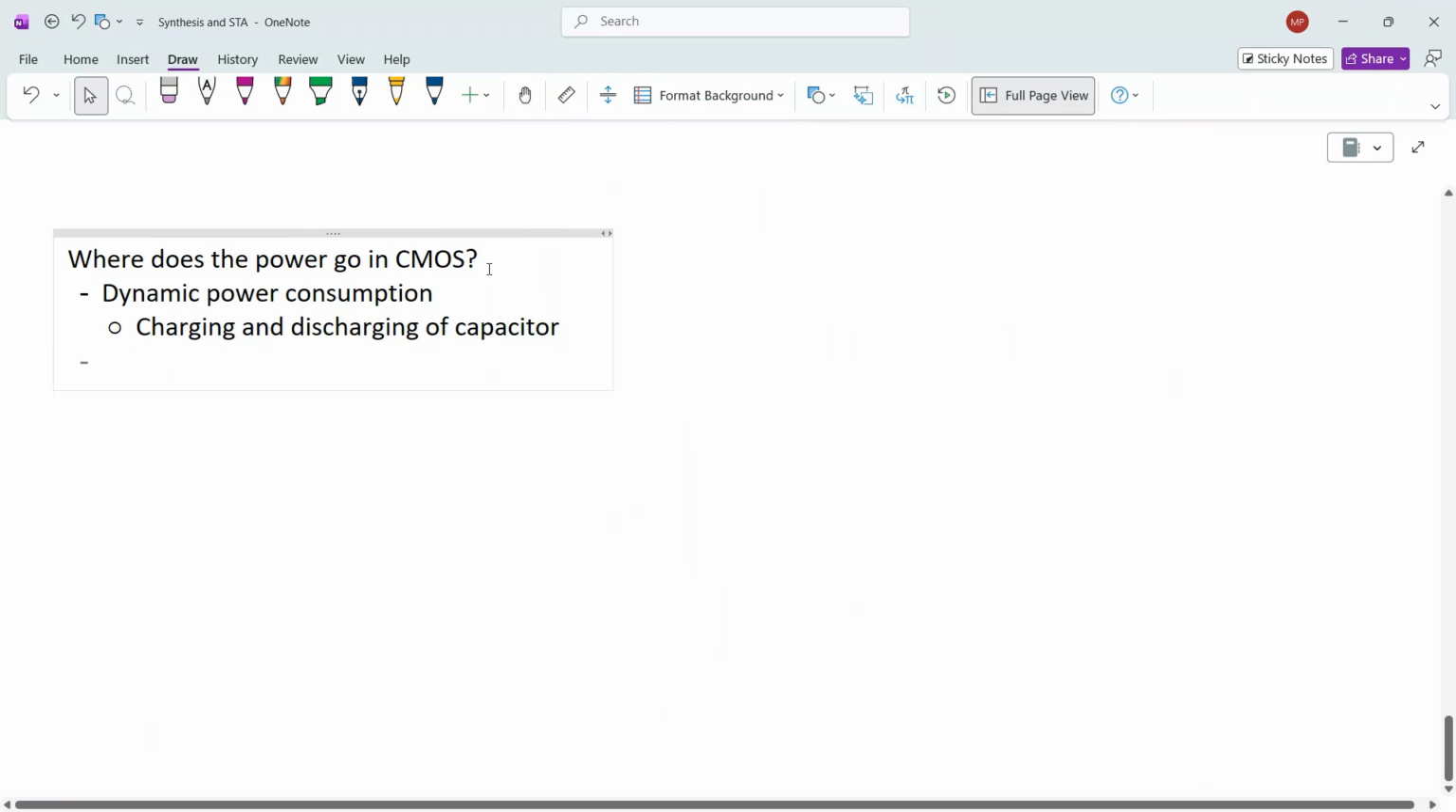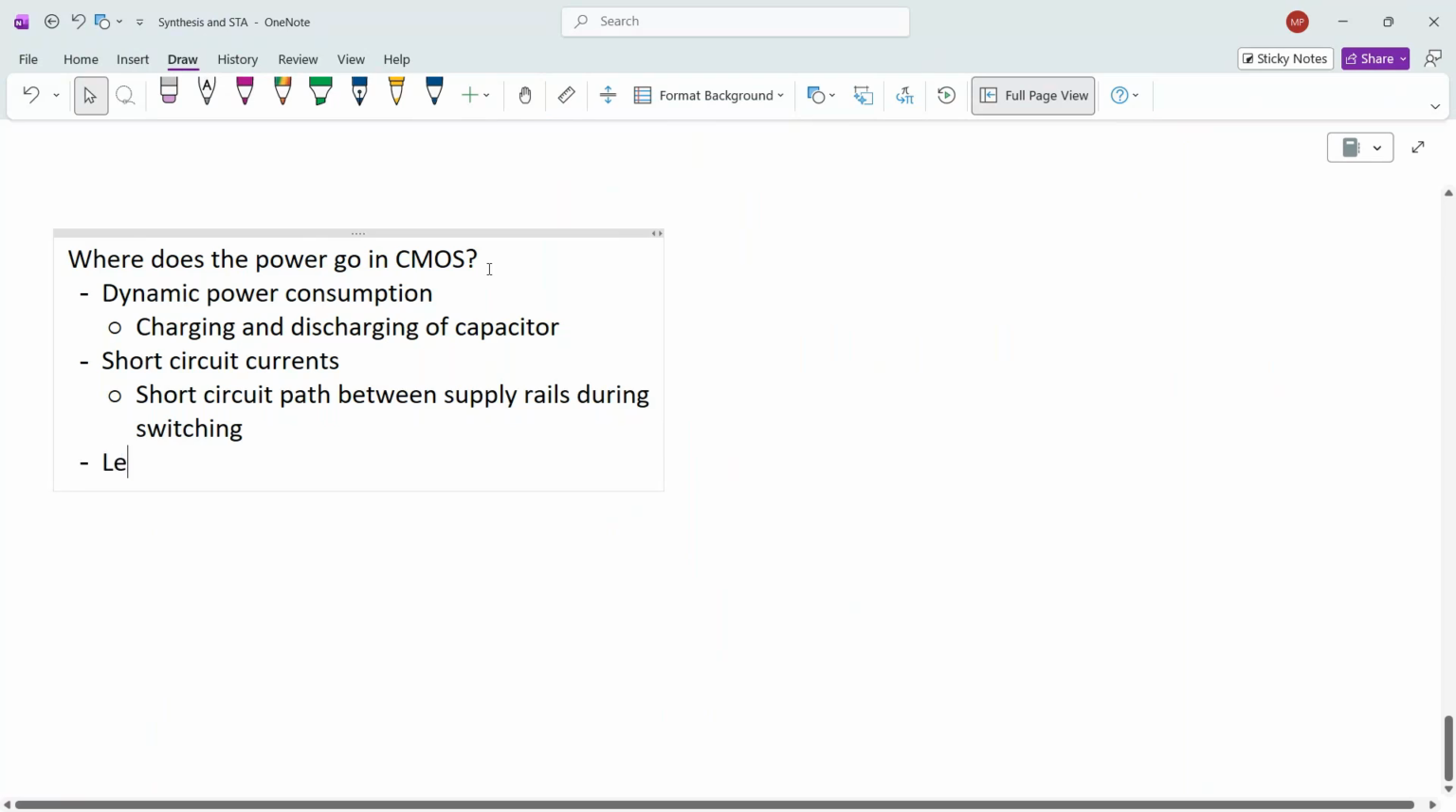Then short circuit currents, which happen when the switch is toggling. Next is leakage.